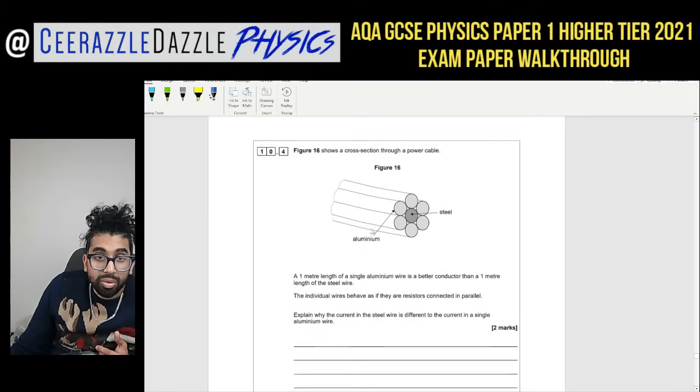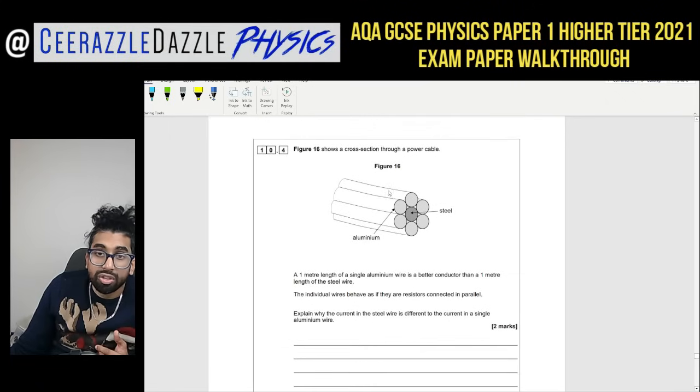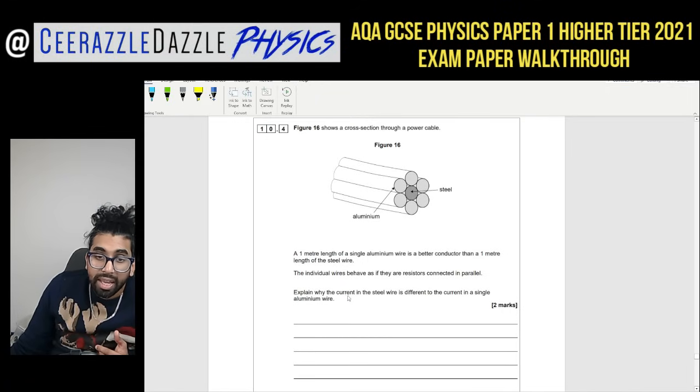Okay, next one. So 10.4. Figure 16 shows a cross-section through a power cable. A 1 meter length of single aluminium wire is a better conductor than 1 meter length of steel wire. The individual wires behave as if they are resistors connected in parallel. Explain how the current in a steel wire is different to the current in a single aluminium wire.